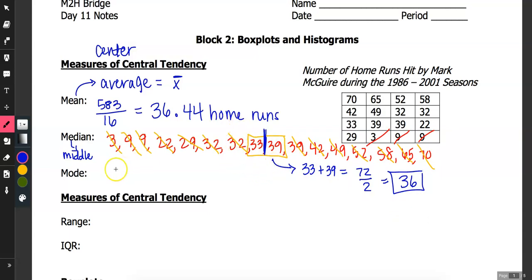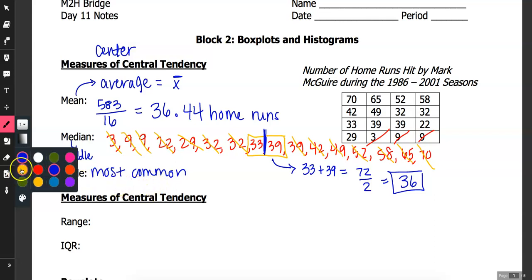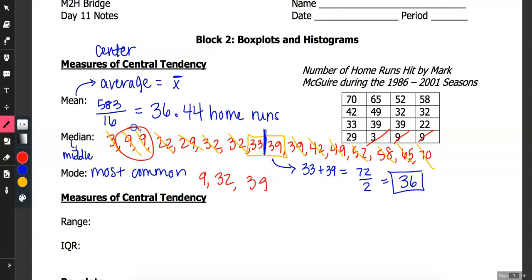Okay. And then the mode is typically referred to as the most common. Mode, most common. So which piece of data happens most frequently? There can be many modes or there could be no modes. So you can say none if they all happen only once. There's no most common. So for this one, the numbers that appear the most often would be 9, 32, and 39. Those each appeared twice. So they're all tied for happening the most often. Okay. So those are measures of central tendency.